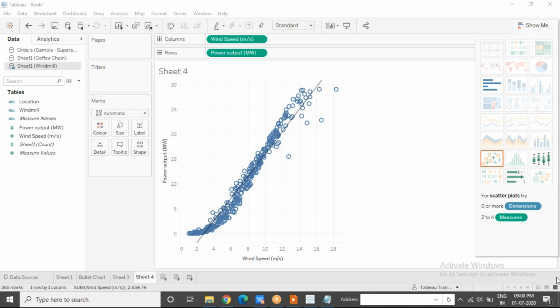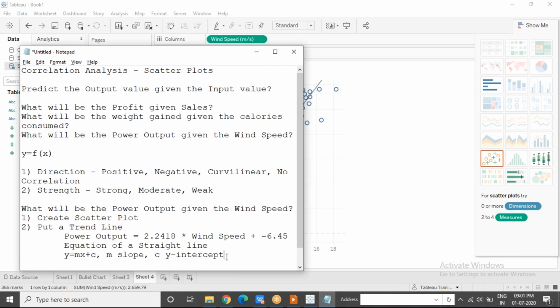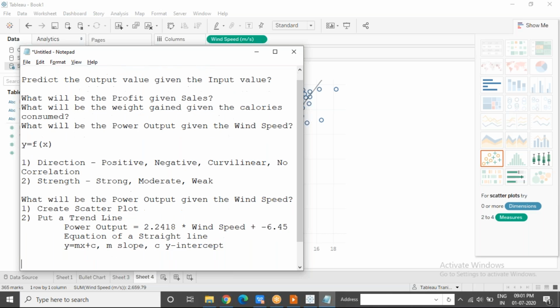This is nothing but regression line. Correct. This concept is nothing but regression, but in Tableau we will not be using the term regression as such. Trend line. Okay. What you learn as regression in your data science is the same thing. It's the same. Okay. So now, this is the equation. I hope the equation is clear to all of you.